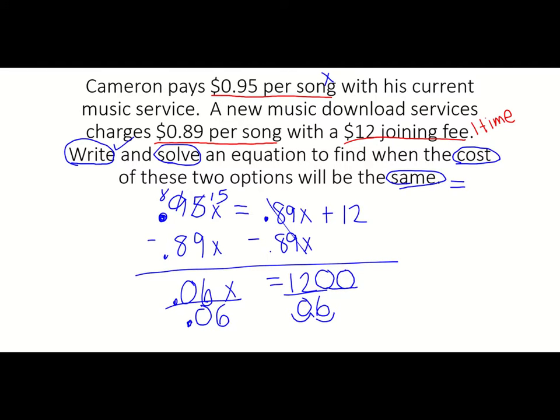So this is essentially saying how many times is 6 going to 1200? Well, 6 goes into 12 twice. And then you would have the 2 zeros as placeholders. So for this one, x is 200. But I want to put it in context. So what is the 200 representing? 200 what is making the cost the same? Well, x was representing the songs. So 200 songs is making the cost of these two services be the same.